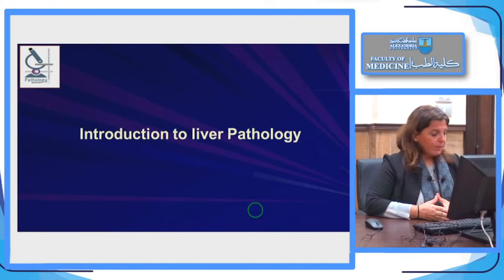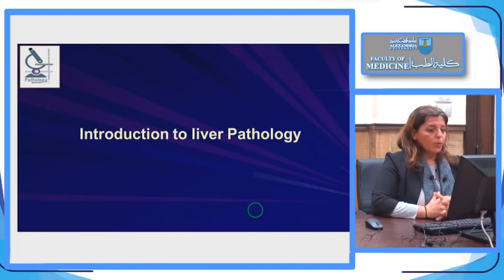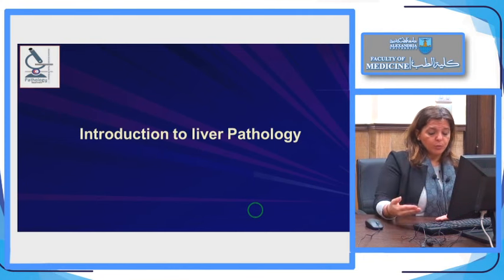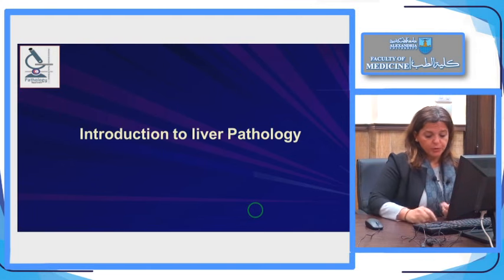Before I start talking about the liver pathology, I want to introduce you to some new terminology that we use in the liver that you need to be familiar with in order to understand the topics that we are going to be discussing in the coming two lectures.